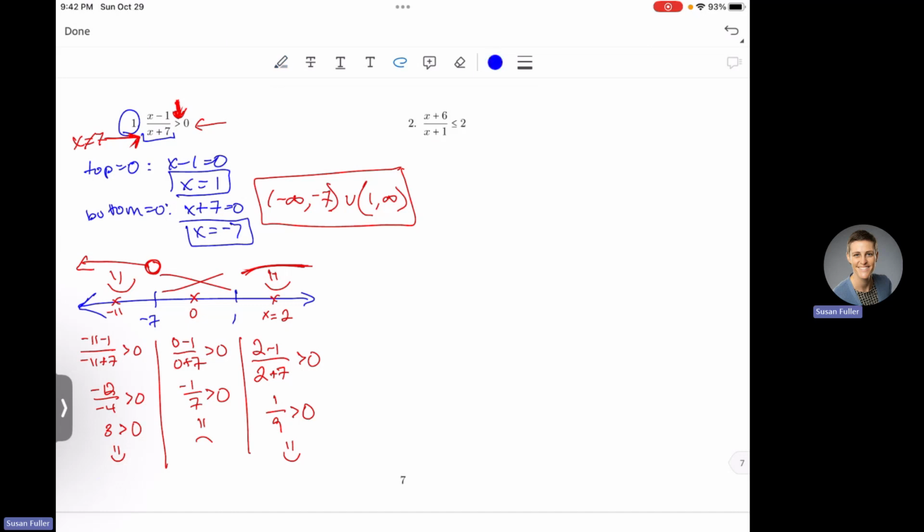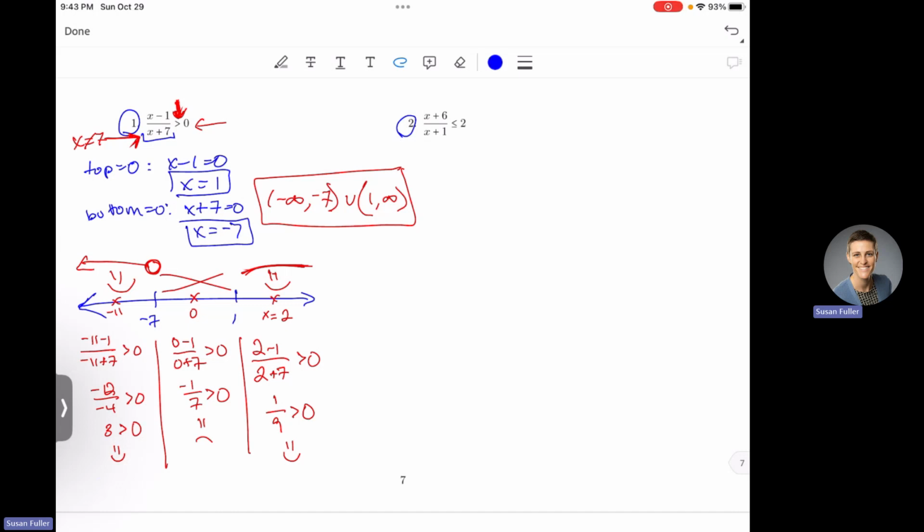All right, let's try another one. Number 2. x plus 6 over x plus 1 is less than or equal to 2. All right, well, again, I have to get my magical setup before I can start solving this. And this time I don't have a 0 on one side.